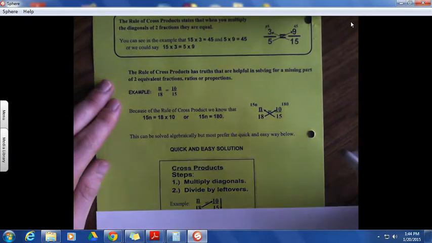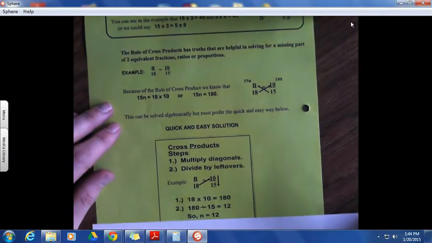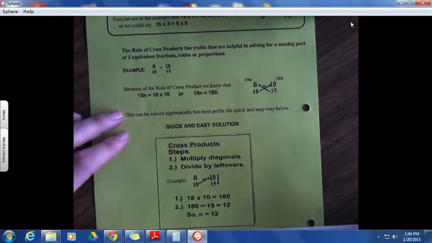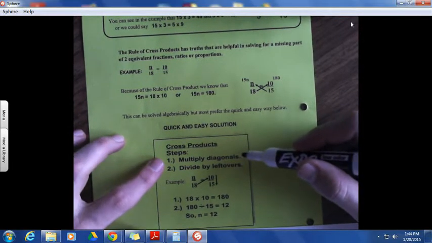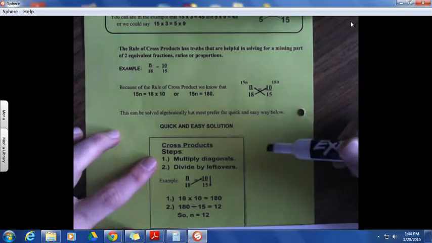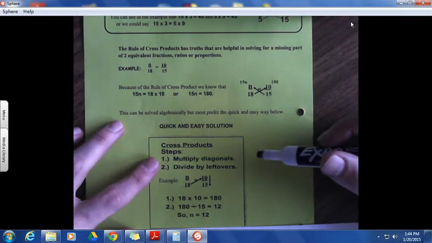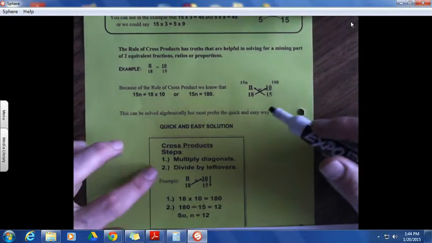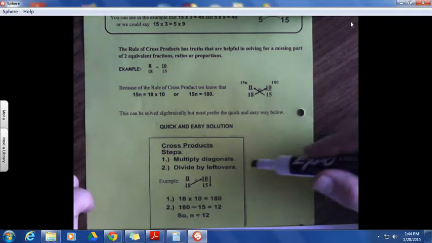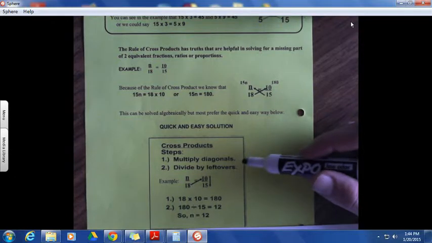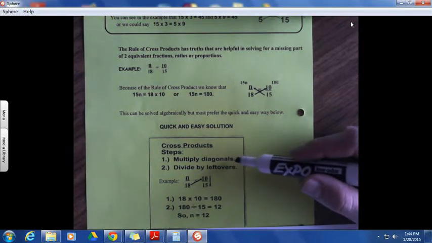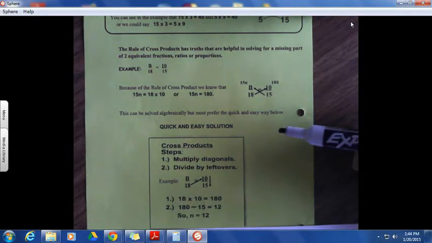So how do we do the quick and easy solution? Here are the cross product steps that I want you to memorize. Steps 1 and 2. 1, multiply diagonals. 2, divide by leftovers. That's what I want you to have in your brain by the end of this lesson. Number 1, multiply diagonals. 2, divide by leftovers. You're going to see that this is really simple.